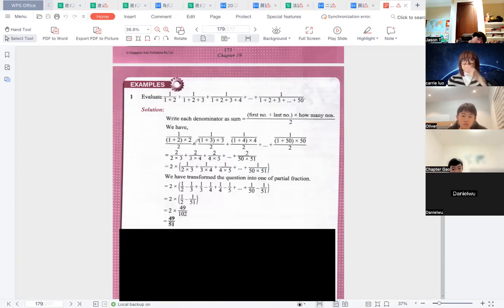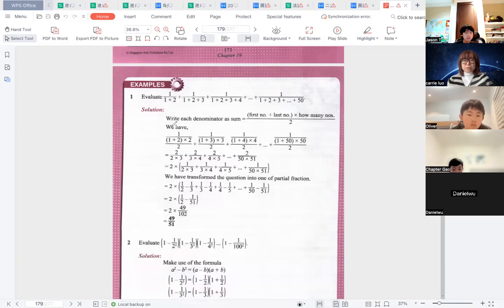So let's take a look at this one, okay? I don't have enough space to do this. I want you to take a look at this one. So 1 over 1 plus 2 times 2 divided by 2, right? So that's the first term.